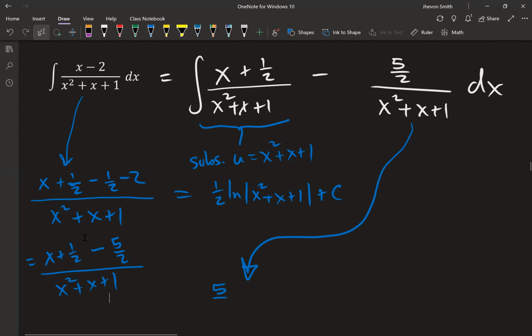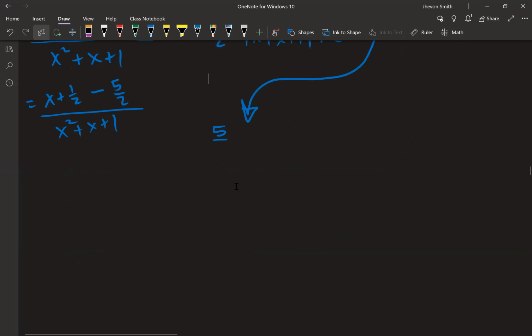So again, I just introduce the term I want and then correct for it afterwards. It's like an add and subtract kind of thing. That way I can break it up into this, which is very convenient for a substitution. To deal with this guy, I would now go and complete the square. So this is now like a 5 over 2 over, this is going to be x plus 1/2 squared, I think it's plus 3 over 4.